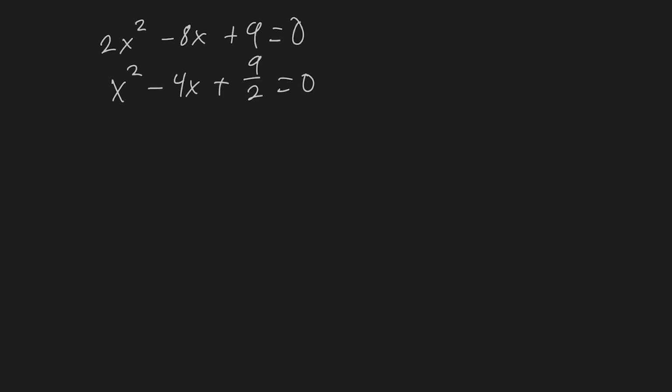Okay? Now we move the constant to the other side. x squared minus 4x equals negative 9 over 2. And now we need to compute our b over 2 squared. Negative 4 over 2 squared is going to equal negative 2 squared.